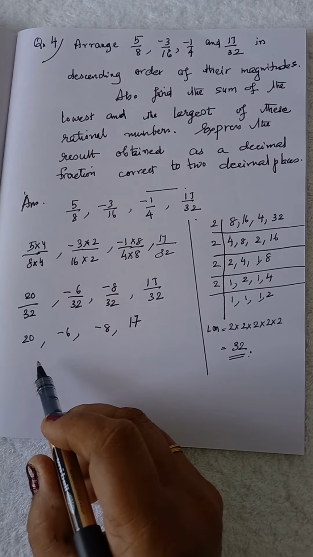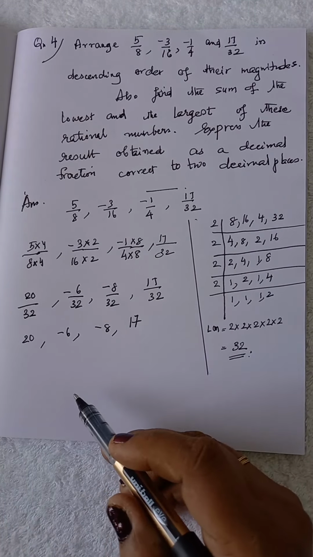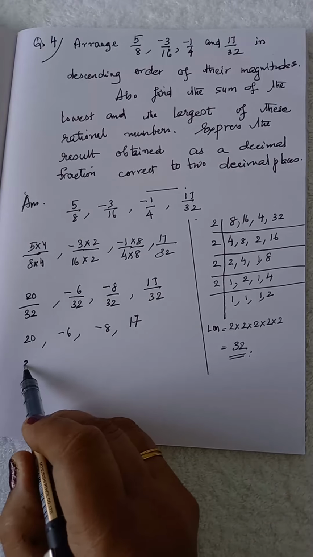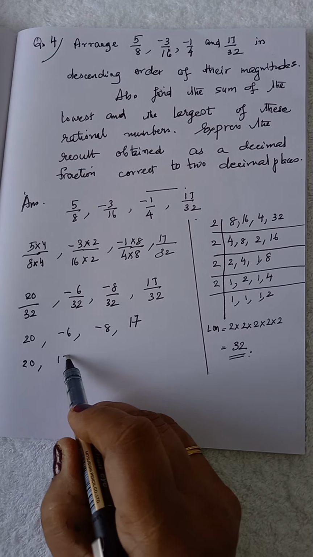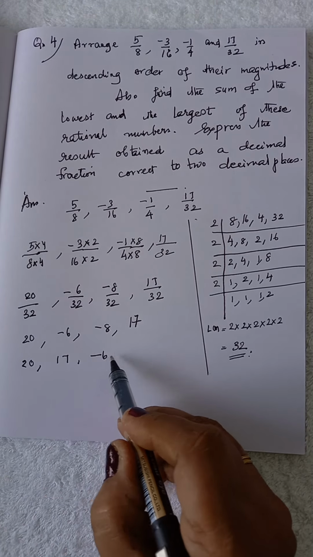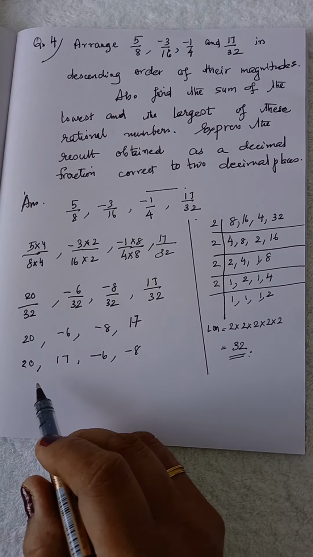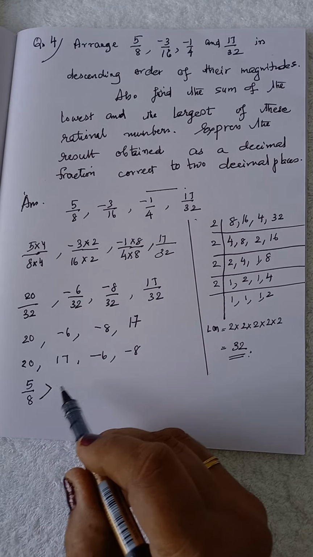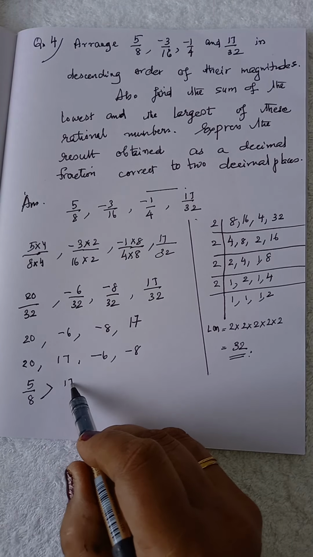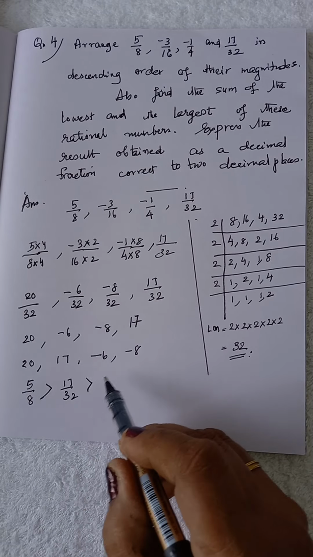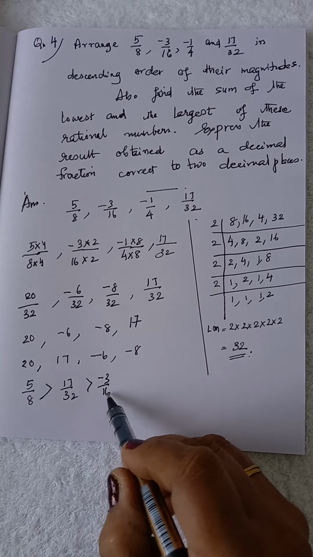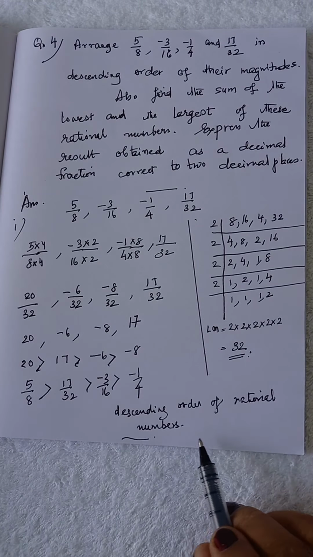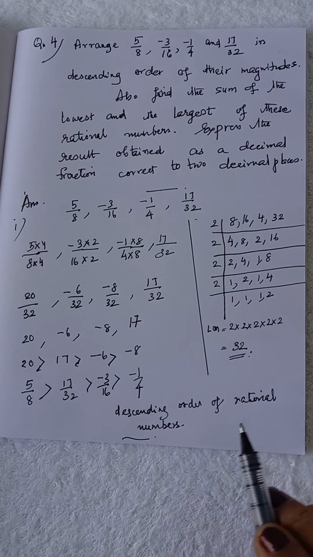So, now corresponding rational numbers we have to choose after arranging these numbers in descending order. So, the largest one is 20, then 17, then minus 6, then minus 8. What are the corresponding rational numbers? 5 by 8, now which is greater than 17 by 32, which is greater than minus 3 by 16, which is greater than minus 1 by 4. So, this is the descending order of arrangement of rational numbers.